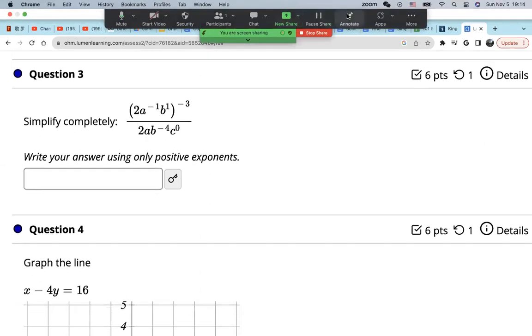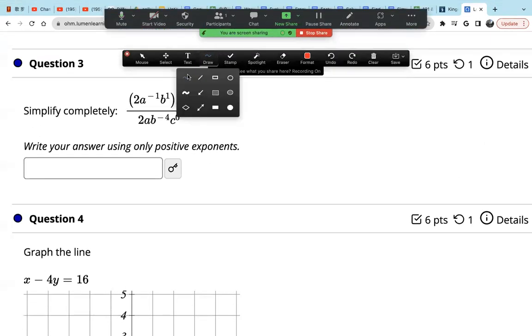This one we want to simplify. We want to simplify this expression. C to the 0 power is just 1. 1 times anything is anything, so we can ignore this. Then this -3 means we can put this one. So we have a choice here.